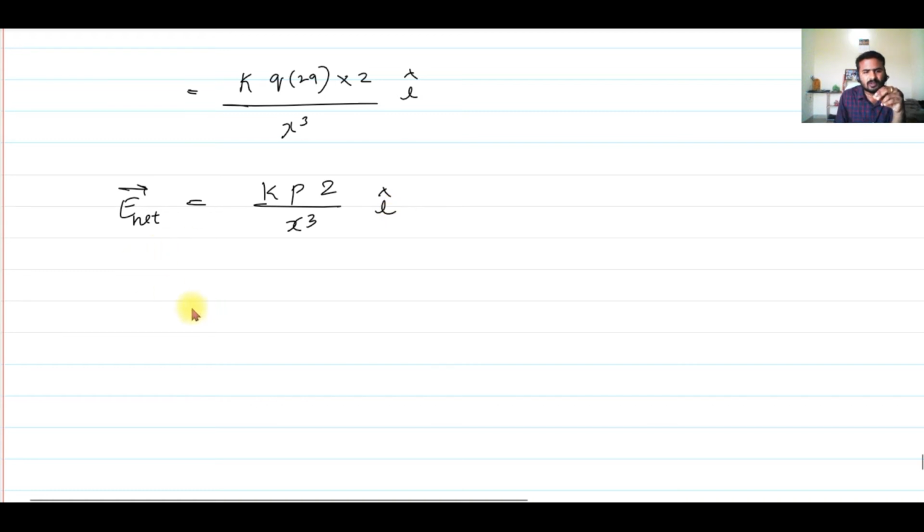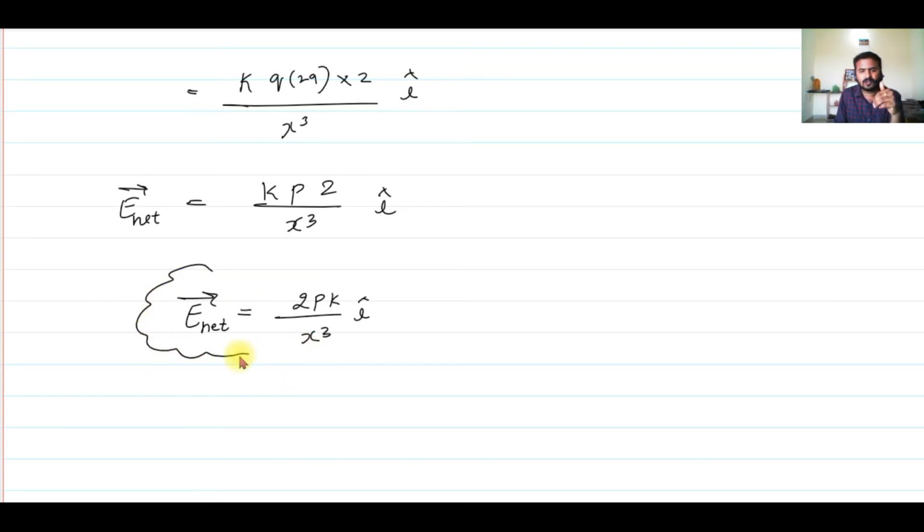Now an easy way to remember is the net electrical field along the axial line, you can write it as 2pk divided by x cube I cap. There was a movie by name PK, right? So if you remember that, it's easy, 2pk by x cube. See, that's the electrical field along the axial line.